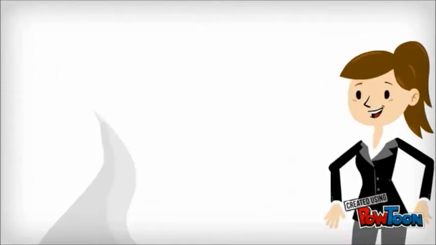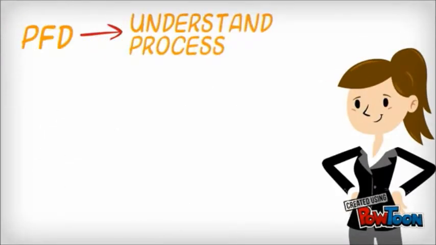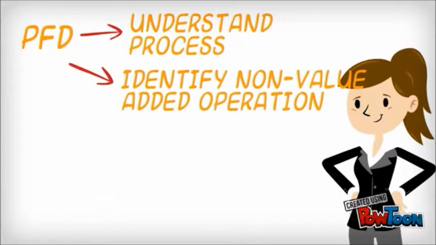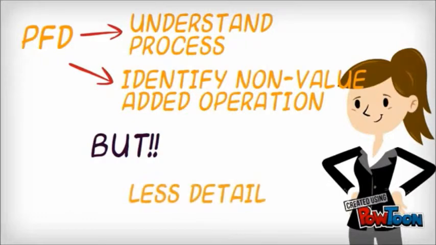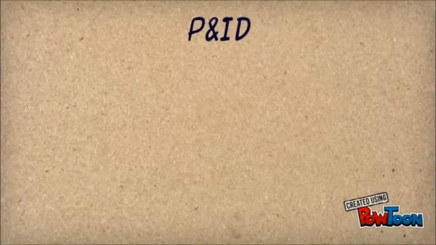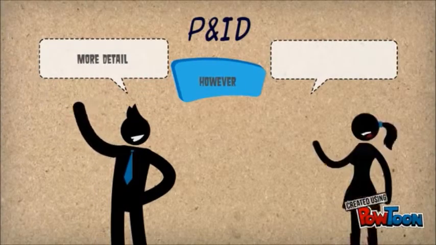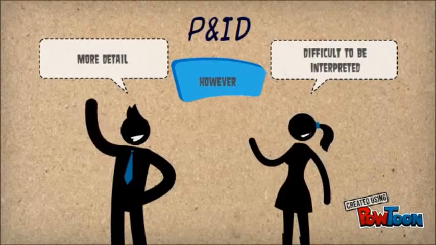Constructing a PFD gives the benefits of making everyone clearly understand the process and helping to identify non-value-added operations. However, a PFD provides less detail than a fully developed P&ID. Since a PFD shows less detail than a P&ID, it is used only to understand how the process works. P&ID, on the other hand, is much more detailed, and at the same time, more difficult to interpret.